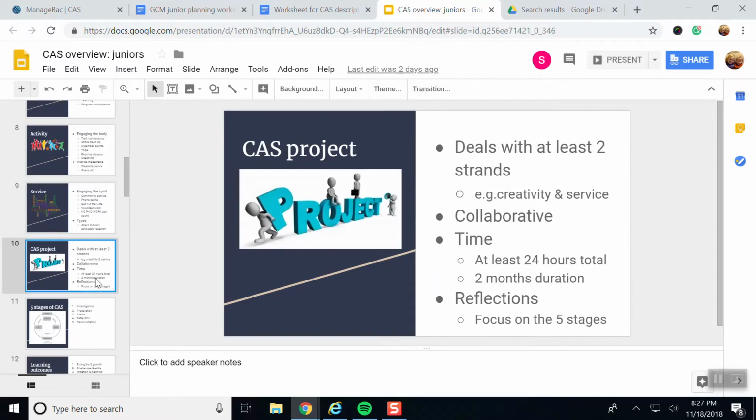Now the CAS project is pretty specific. It must be 24 hours total and you must deal with it for 2 months. It's meant to have some sort of deliverable. So some people will paint a mural or they'll make a series of coaching matrices. It's not meant for you to just think on your own and work in a bubble. So you're hopefully working with two strands and you're working with somebody else. All reflections are going to deal with the 5 stages, and so we're going to go to those right now.